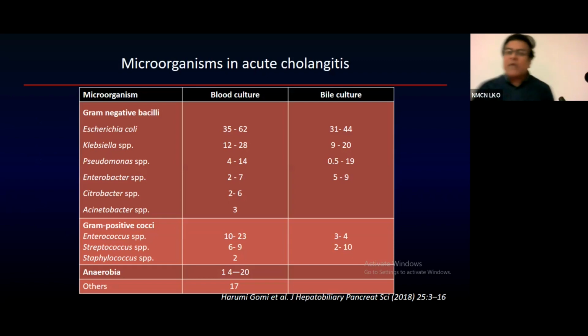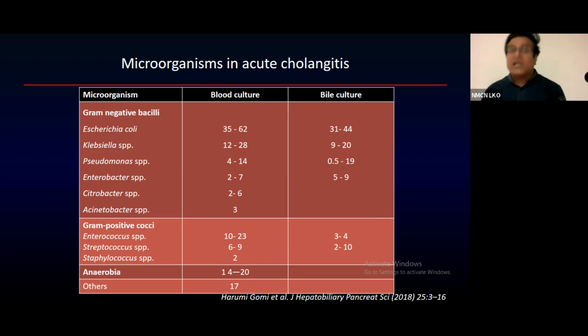If you see the microorganisms in acute cholangitis, again, this will depend upon the individual centers. You may not have this uniformly present in each and every center, but this is what is commonly cultured in patients with acute cholangitis: predominantly gram-negative bacilli. E. coli, Klebsiella, Pseudomonas constitute the majority of the organisms. Gram-positive is predominantly Enterococcus and Strepto. Then you have anaerobes significantly, to the tune of around 14 to 20%. This is very, very important to remember because your antibiotics are tailored to the specific organism.